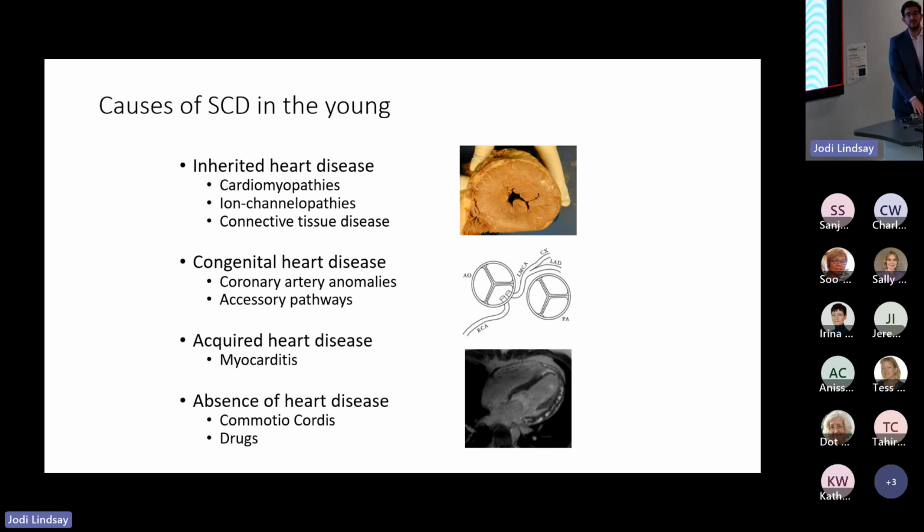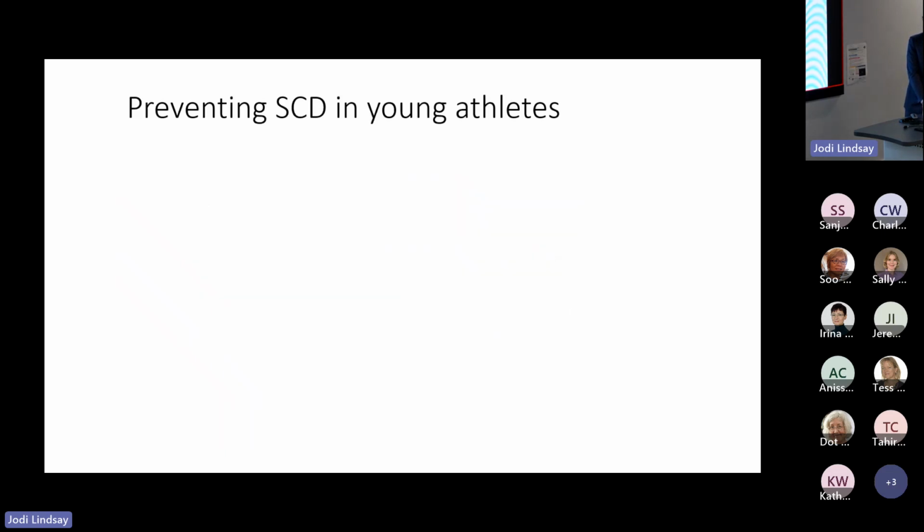Commotio cordis is a good example, where you get a hit on the chest, and that hit comes on the relaxation of your heart, on the repolarization. And if that happens, then it can push your heart into ventricular fibrillation. If you get resuscitated early, you may survive it. And other things like drugs or substance abuse.